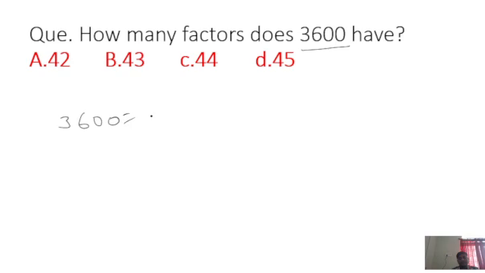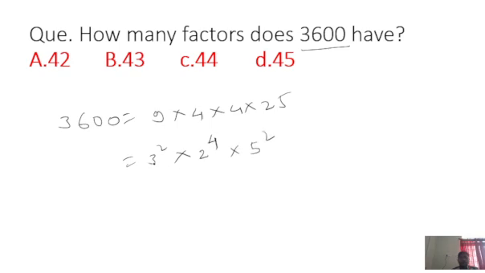The prime factors are 9 into 4 into 4 into 25. 25 for the 100 and 9 for the 36 into 100, which is 3600. So 9 we can write like 3 square. 4 into 4 is 16, and 16 means 2 to the power 4, into 5 square.